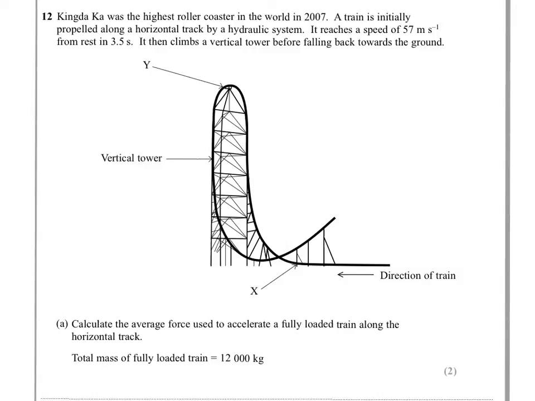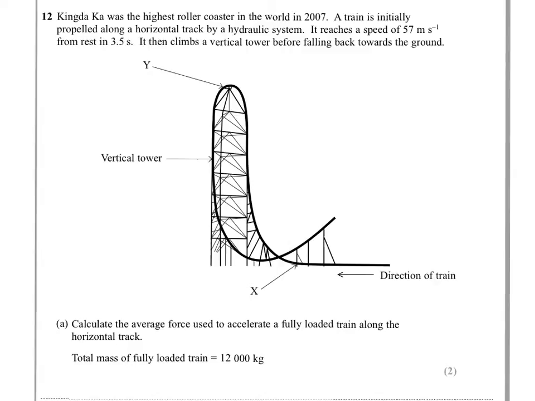Okay, Kingda Ka was the highest roller coaster in 2007. Trains are initially propelled along a horizontal track by a hydraulic system. It reaches 57 meters per second in 3.5 seconds, then climbs a vertical tower and goes back to the ground. Calculate the average force used to accelerate a fully loaded train along a horizontal track.